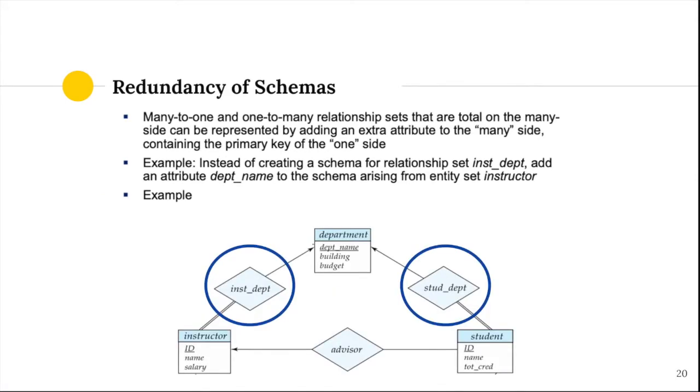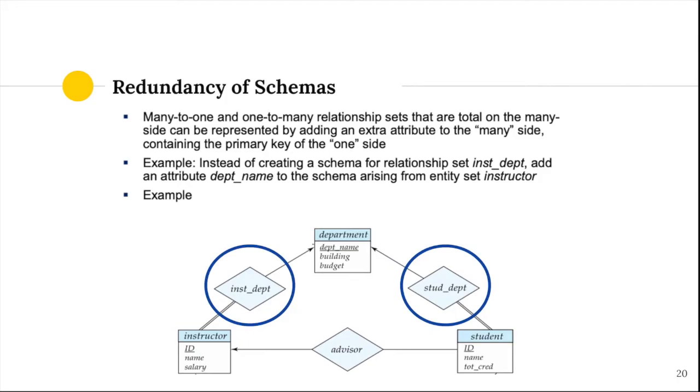So iba naman yung case if we have a many-to-one and one-to-many relationship. If we have a many-to-one and one-to-many relationship that are total on the many side, it can be represented by adding an extra attribute to the many side containing the primary key of the one side. So in this case, we have a many-to-one relationship between instructor and the department. So yung relationship natin is the in-depth. We don't need to create another schema for this, but it is enough to add yung primary key ni department name doon sa many side.